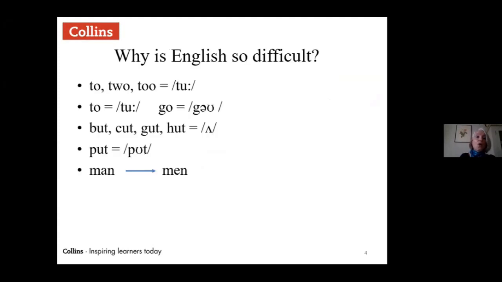Okay, so why is English so difficult? Why do we have 3 words, all with the same pronunciation, with 3 different spellings? Why do we have the word to, but go with the same spelling of the vowel, but with a different pronunciation? Why is it but, cut, gut and hut, but put? And why is the plural of man, men? Why is the past tense of fight, fought?